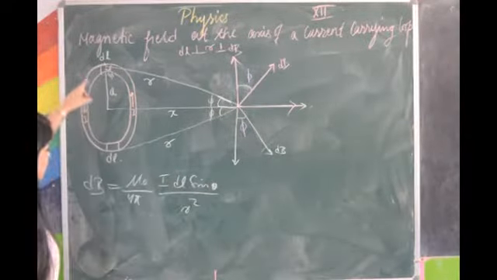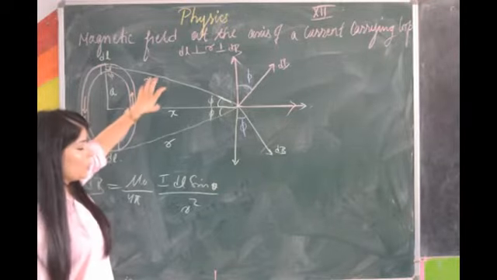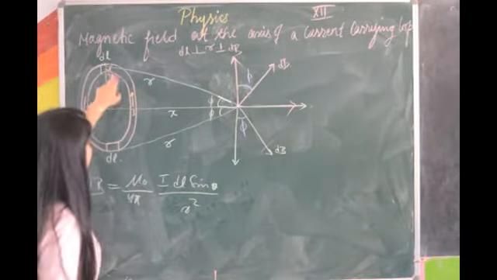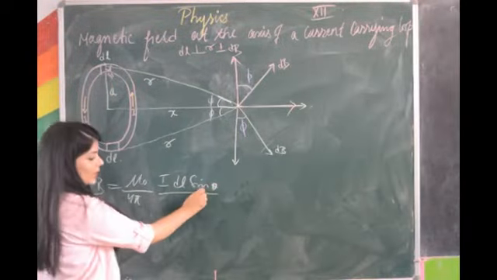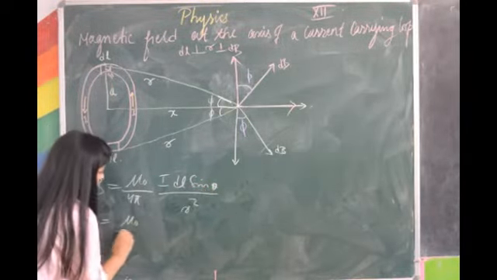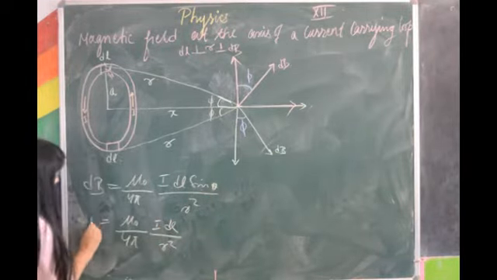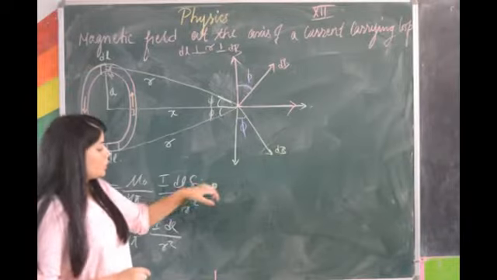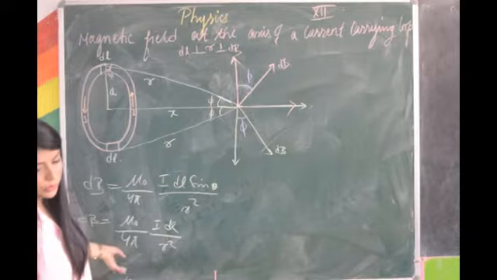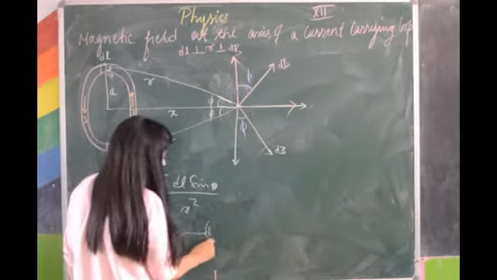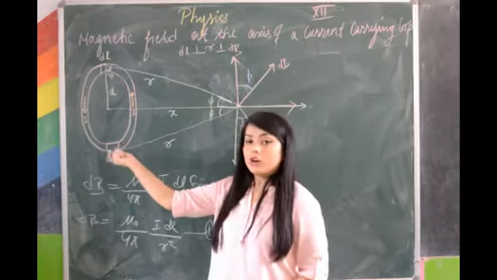Now what we know is, what is theta? Theta is the angle between dl and r. Always remember that theta is the angle between dl and r. What is the angle between dl and r? It is 90 degrees. Sin 90 is 1. If you apply sin 90 equals 1, then this equation becomes like this. Now, let me write this as equation number 1. This is just for the small section of a loop.